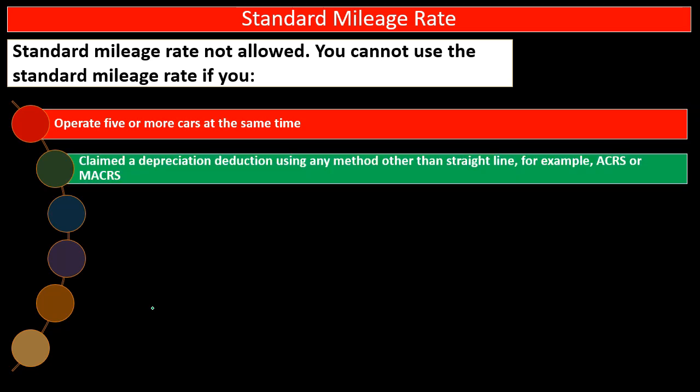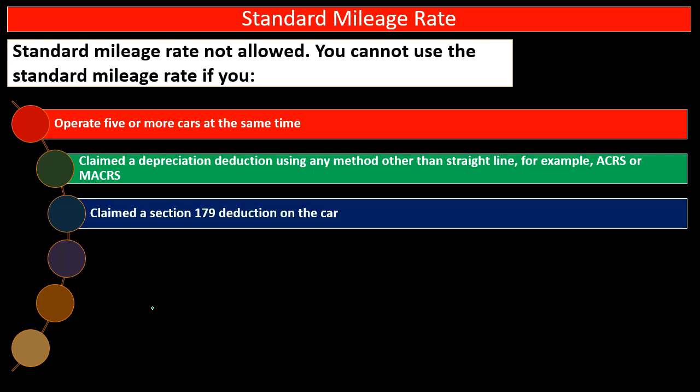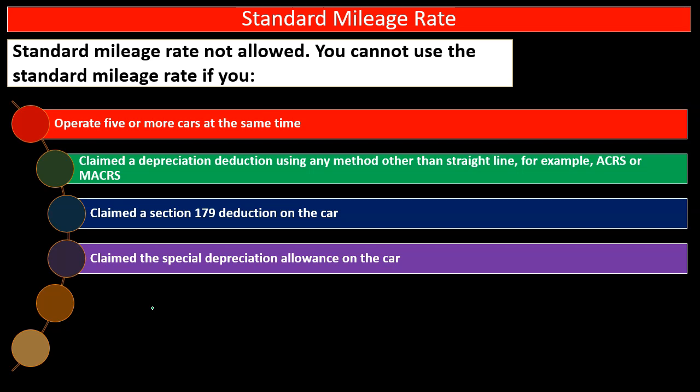Claimed a depreciation deduction using any method other than straight line. For example, ACRS or MACRS, which are the standard depreciation methods that would typically be used for tax purposes, and that's an accelerated method. Claimed a Section 179 deduction on the car, which again is related to depreciation, and the point is that you're taking the standard mileage method rather than the actual method, which may include depreciation, which is allocating the cost of the car over time as an expense. Claimed the special depreciation allowance on the car, which again is another form of depreciation.